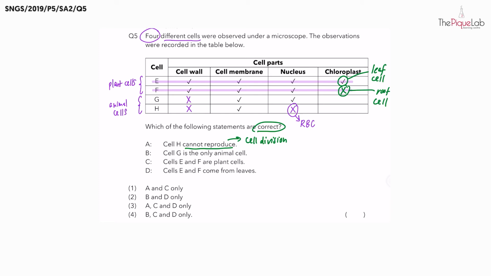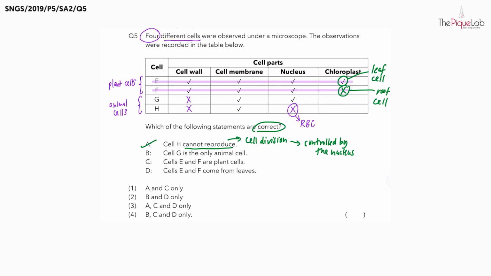And what is the name of the cell part that controls all the activities like cell division? Cell division is controlled by the nucleus. Since the nucleus is missing in cell H, is cell H able to go through cell division to reproduce? No, it's not able to reproduce. Hence, statement A is correct.